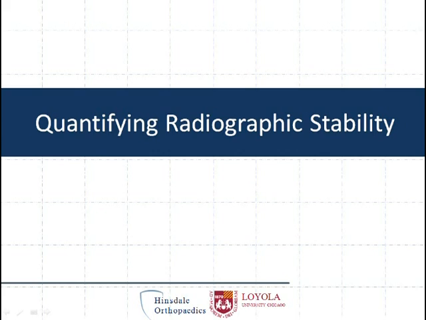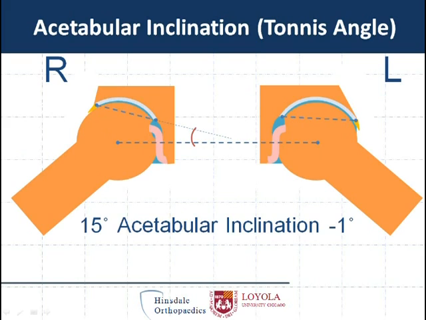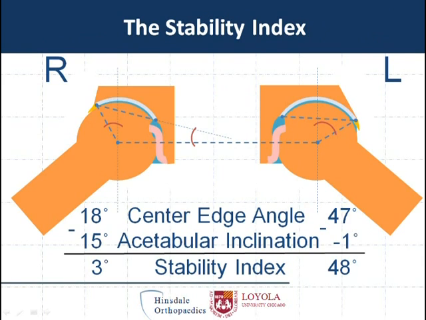In order to quantify the radiographic stability, we measured the center edge angle, the angle of Wiberg. On the right side, it was 18, and on the left, it's 47. We also measured the acetabular inclination, the Tönnis angle, and over here, on the right side, it's 15, and on the left side, it's -1. In order to combine both, we created the stability index, which is only the difference between the center edge angle and the acetabular inclination. On the right side, it's 3 degrees, and on the left side, it's 48 degrees. A higher stability index means a more radiographically stable joint, whereas a lower stability index means a radiographically less stable joint.